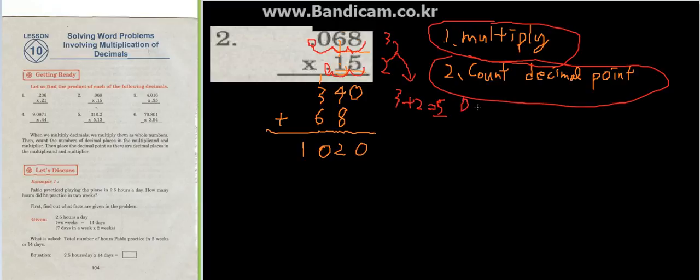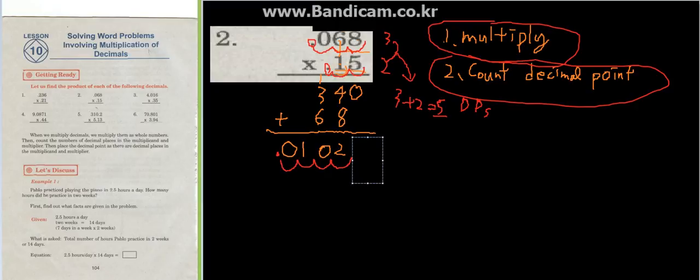So what do we do with 5 decimal places? In reverse, we count 5: 1, 2, 3, 4, 5. So there should be a dot here, and the void should be filled with a 0. So the final answer is 0.01020, or we could just eliminate the 0 at the end.